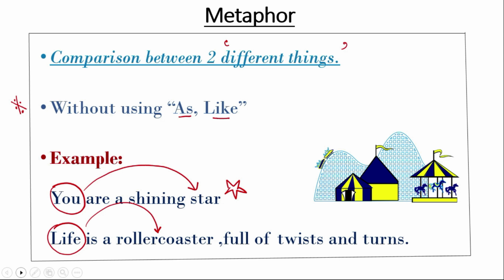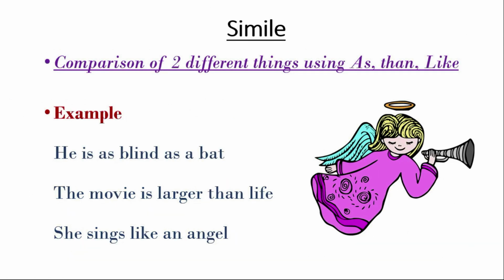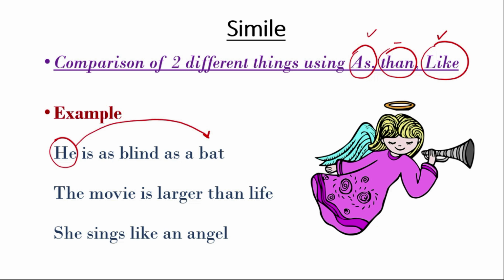Now, let's move on to the next one, which is simile. Now, what is simile? Again, it is just like metaphor where two different things are compared. But in simile, the words like as, than, or like is used. Mostly as and like is used, but sometimes than is used. Okay, let's look at an example. He is as blind as a bat. Now, if you see this boy, he's compared to a bat, but as is used. So this is not a metaphor, this is now a simile.